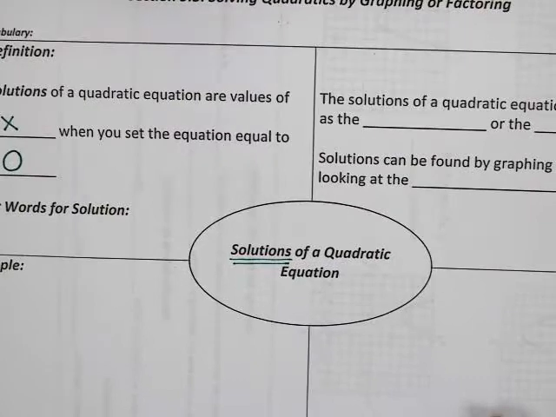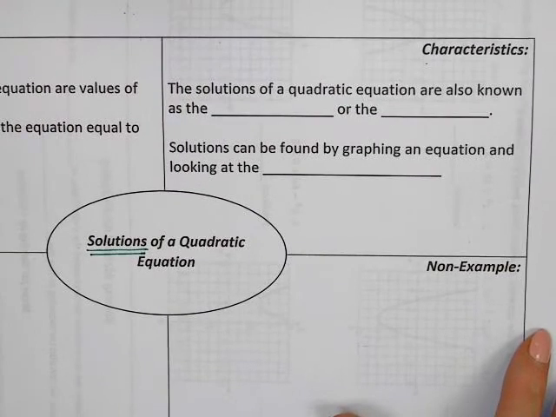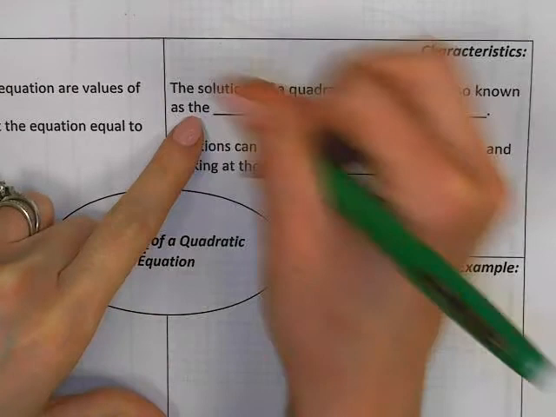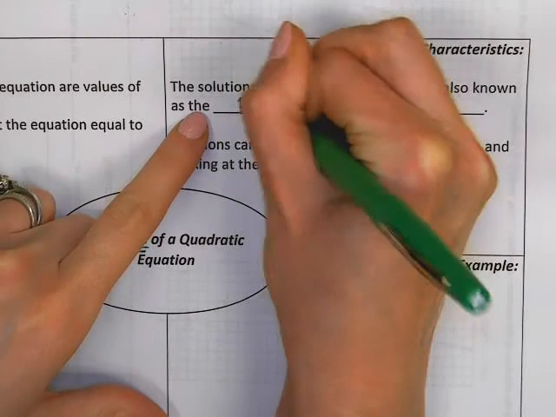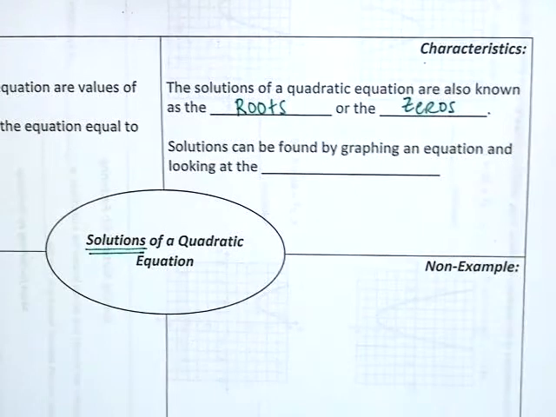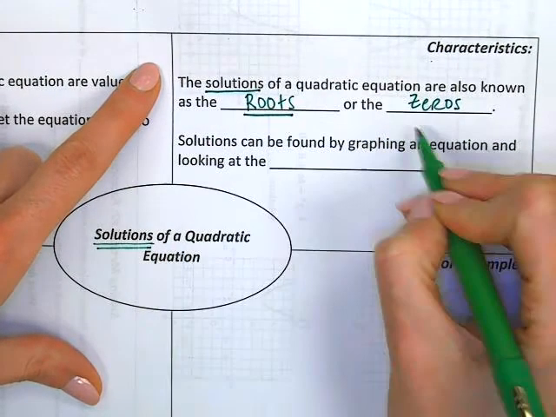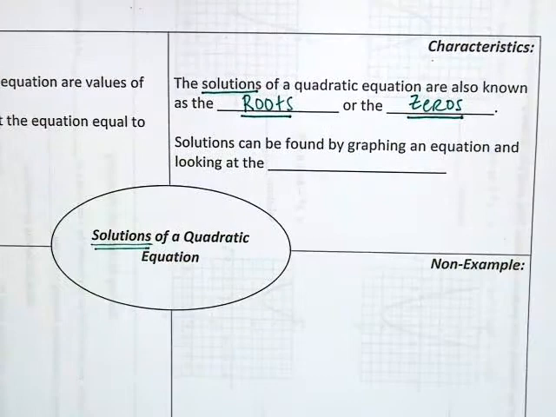All right, let's move over to this guy. The solutions of a quadratic equation are also known as roots or zeros. So if you see the word solution, or the word roots, or the word zeros, they all mean the same thing.